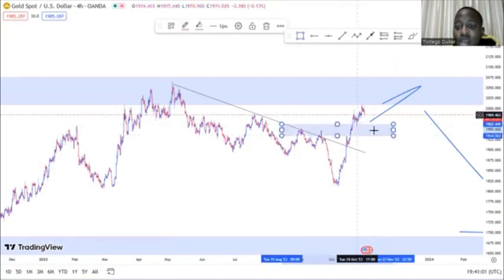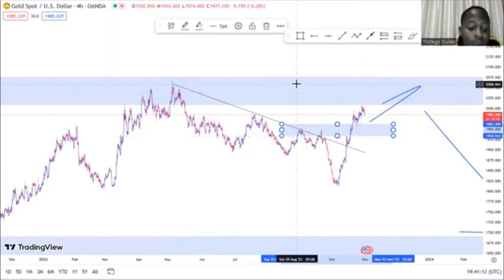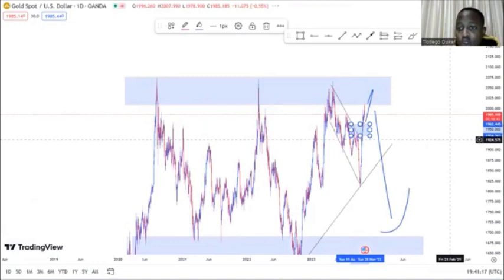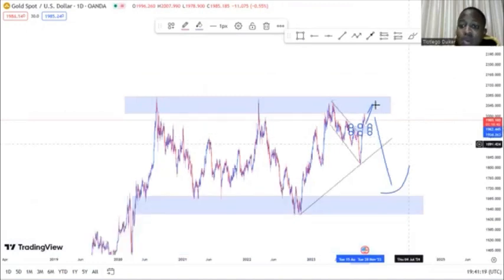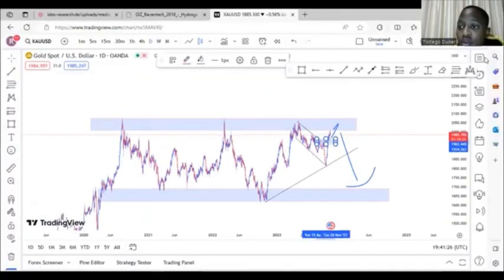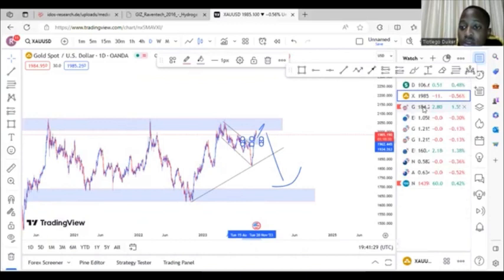Maybe it might come back here, then start shooting to the upside, because now it's a break of this descending channel. It has to come for a retest, then start shooting to the upside. But for now, let's just look for buying opportunities on gold, maybe until this zone. Then that's when we might start looking for selling opportunities. So yeah, gold, we might look for that.